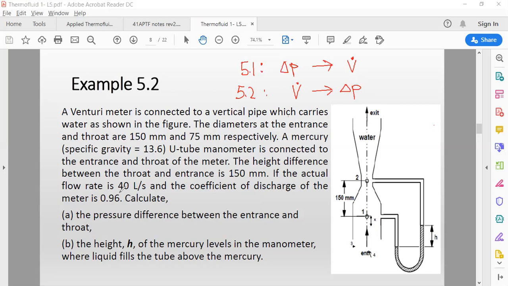Okay, so today we are given that the flow rate is 40 liters per second. So we are asked to find out the pressure difference. Okay, so basically we have to reverse everything. All right, so how do we do it?